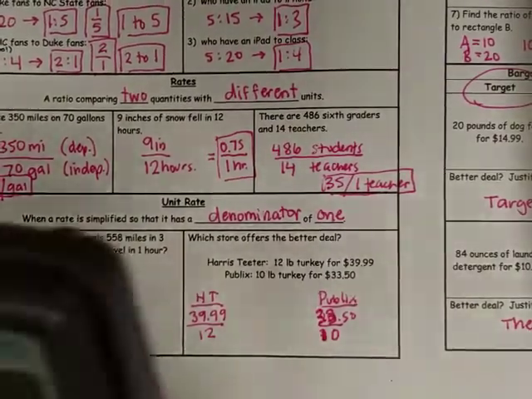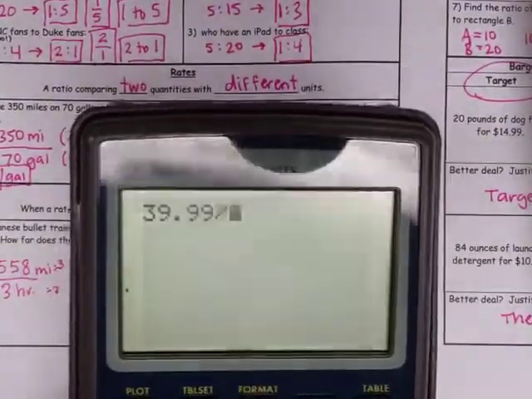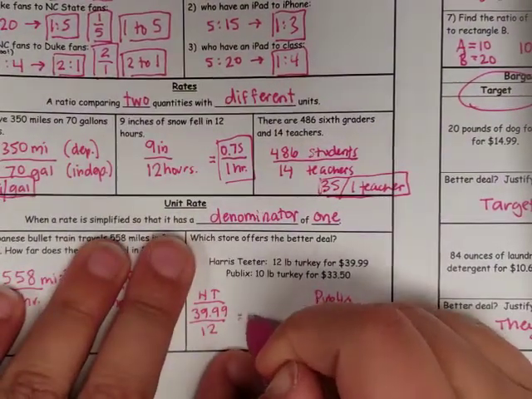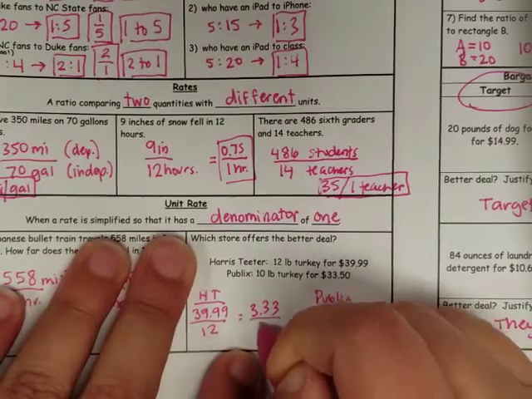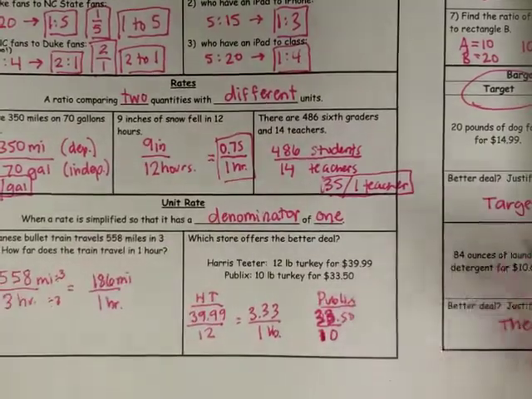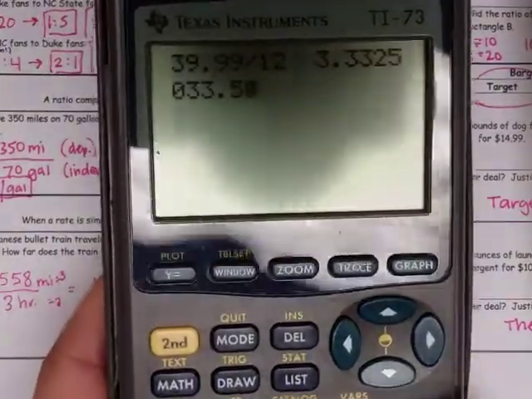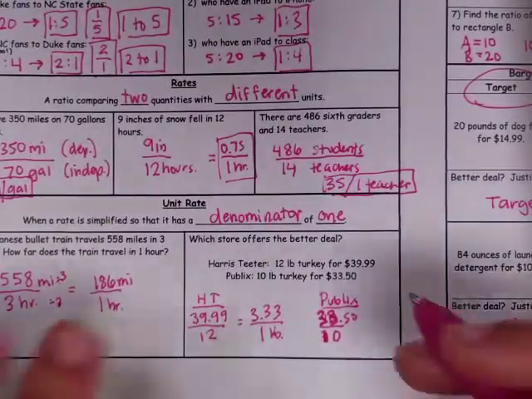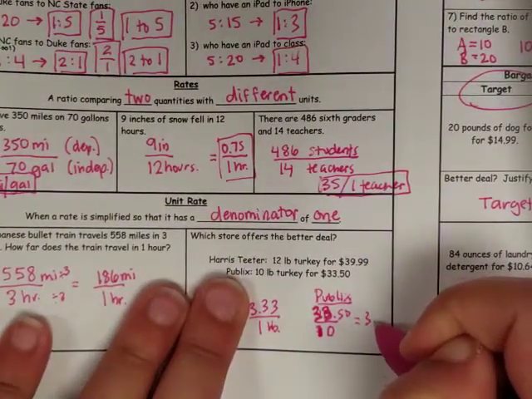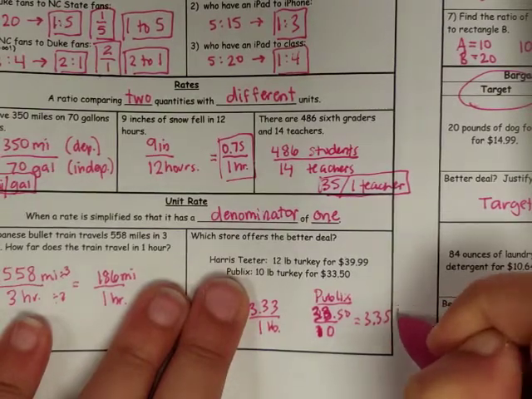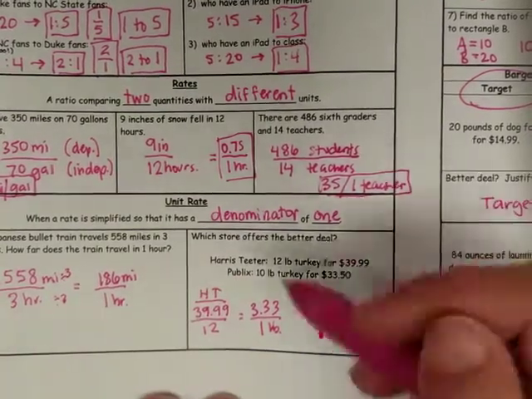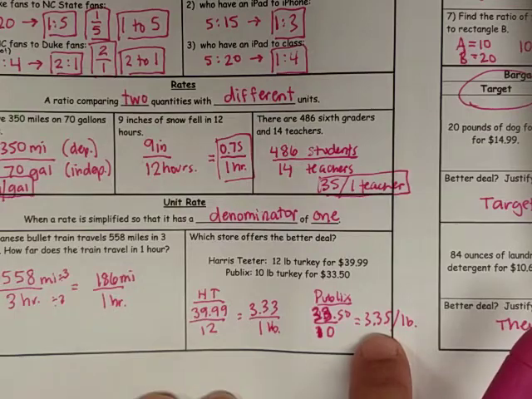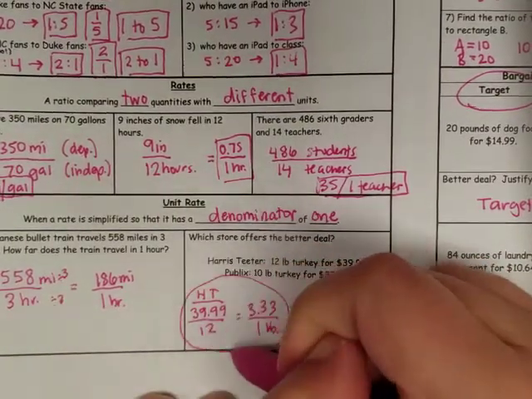So then we're going to just divide. So $39.99 divided by 12 gives me $3.33 for 1 pound. And then Publix is $33.50 divided by 10, and that gives me $3.35 per pound. So which one's cheaper? Well, Harris Teeter's $3.33, and Publix is $3.35. So Harris Teeter is going to be your better deal.